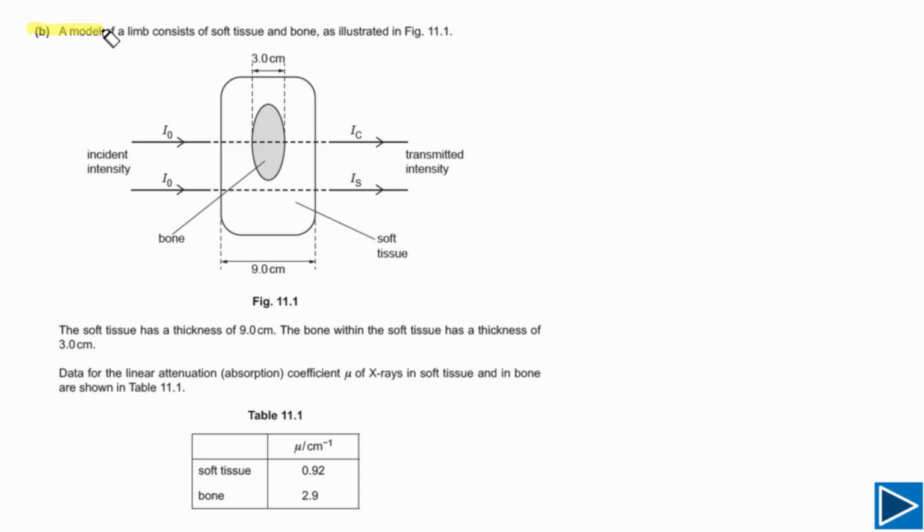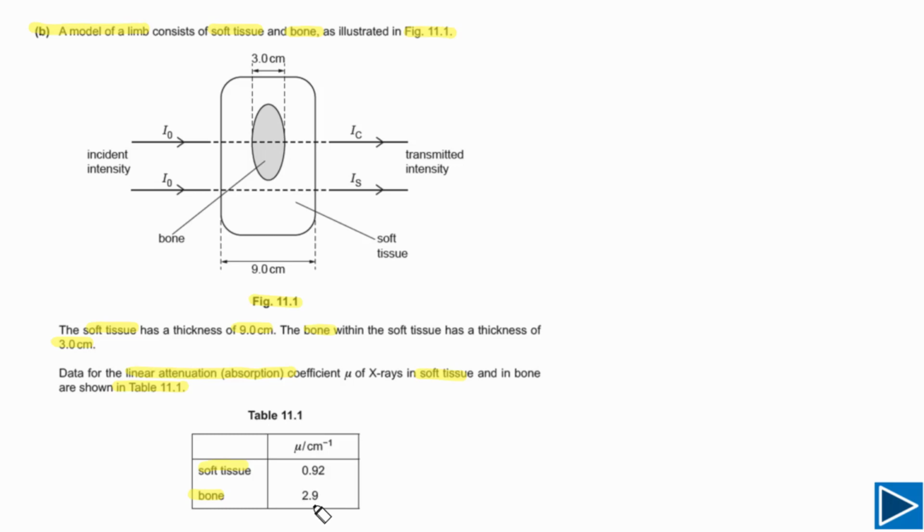For part B, a model of a limb consists of soft tissue and bone, as illustrated in figure 11.1. Soft tissue has a thickness of 9.0 centimeters and bone has a thickness of 3.0 centimeters. Data for the linear attenuation coefficient of X-rays in soft tissue and bone is given in table 11.1. For soft tissue, mu is 0.92 per centimeter, and the value of mu for bone is 2.9 per centimeter.